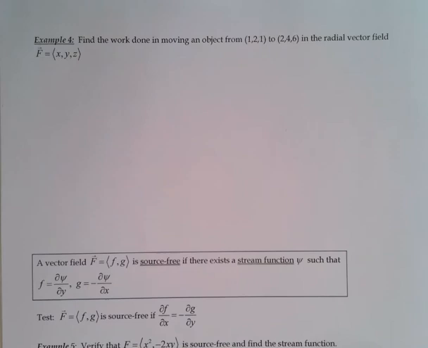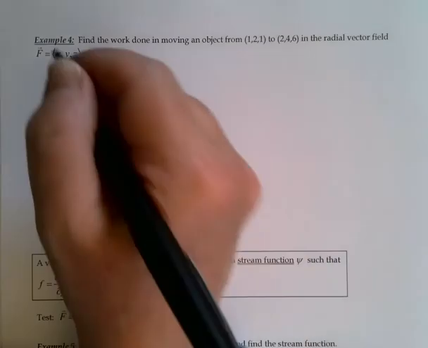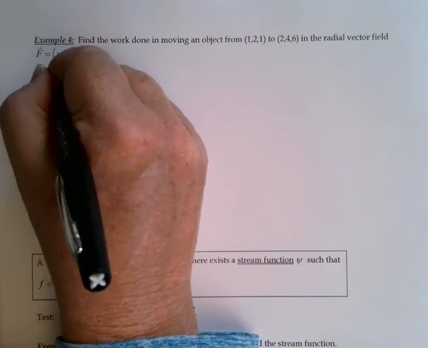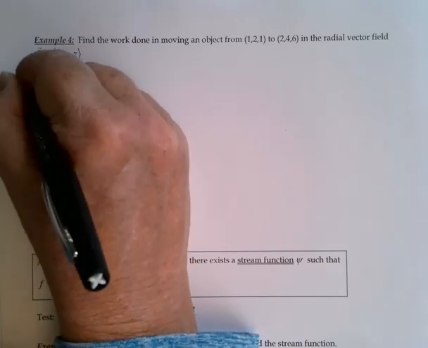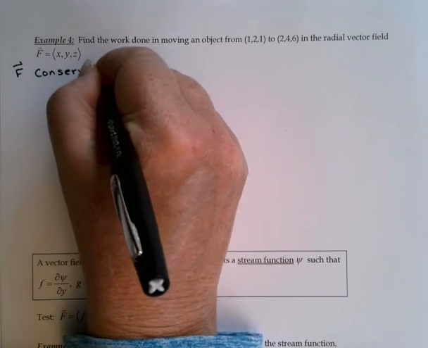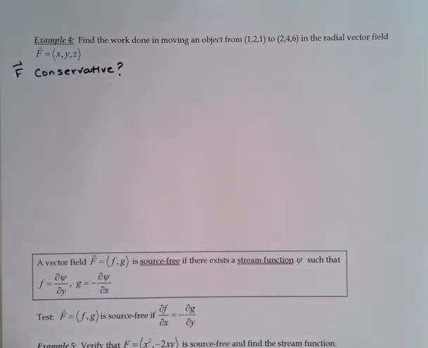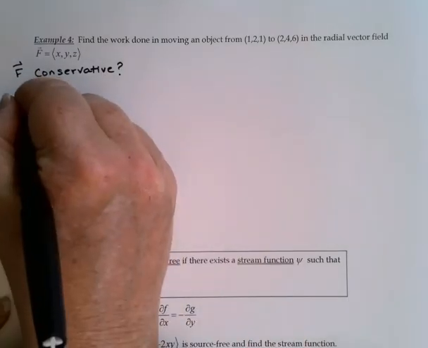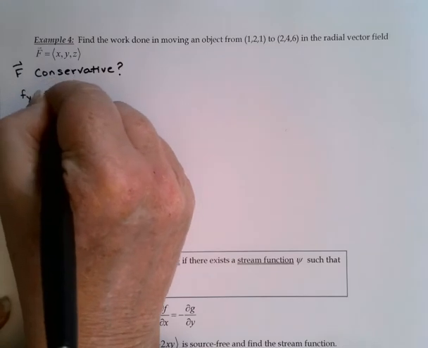It wouldn't be all that difficult to do this problem using the traditional parameterization method, but since we're practicing the FTC, let's choose to do it that way. I can only do it that way, of course, if F is conservative, so I need to check that first. And this is one where I do have a little bit more work to do. It's 3-dimensional, so I have 3 things to check. Let me just jot them down.